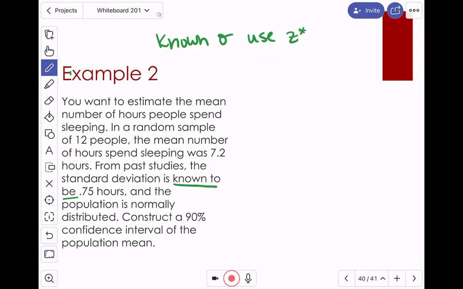First question: do I have a sample size? Yes. What is the sample size? 12. What's wrong with the number 12? It's small, not bigger than 30. So what else should I look for? That it's normally distributed. Is it? Yes, look right here: the population is normally distributed. I need that to calculate the z value, my critical value.